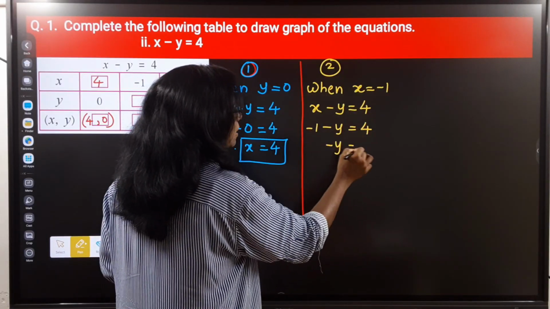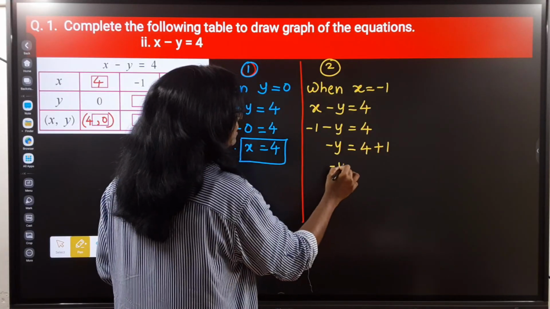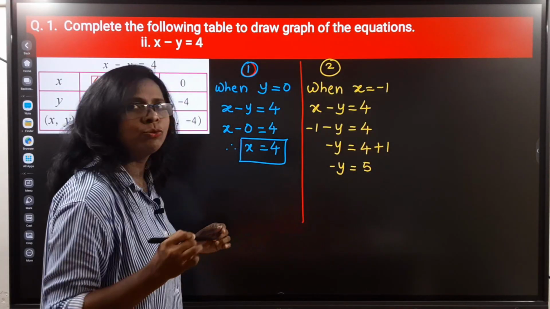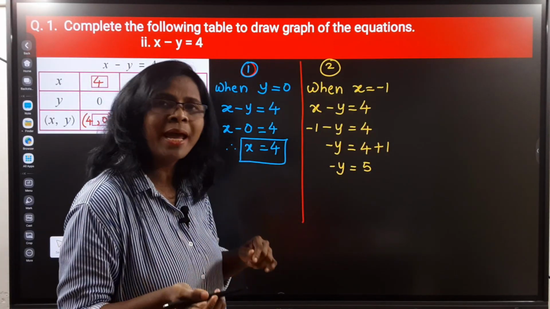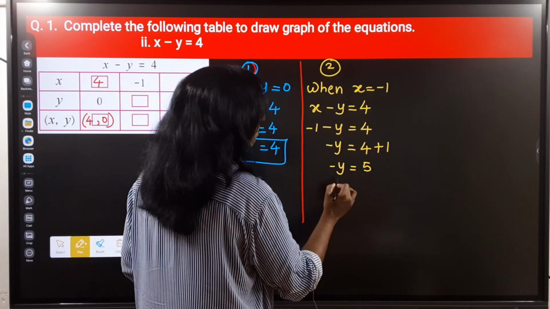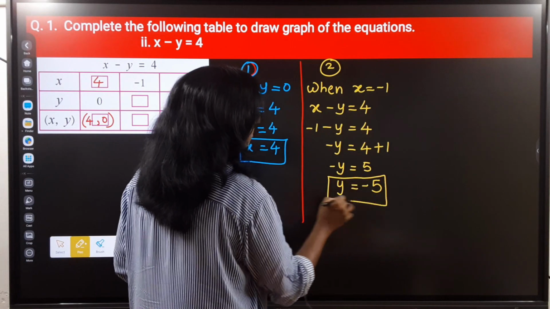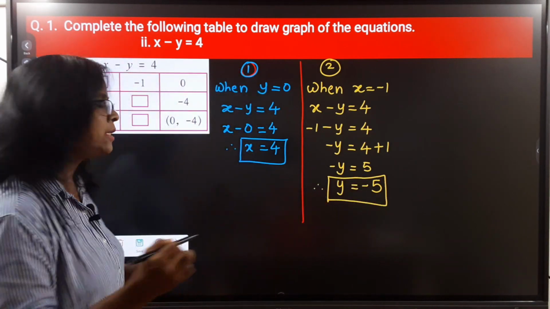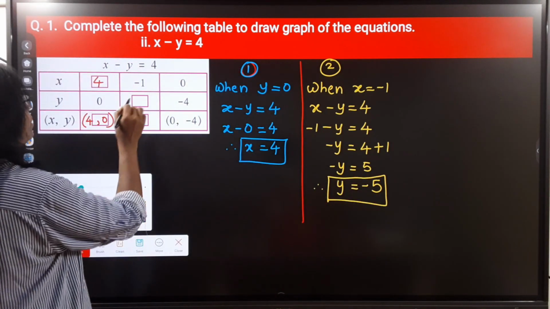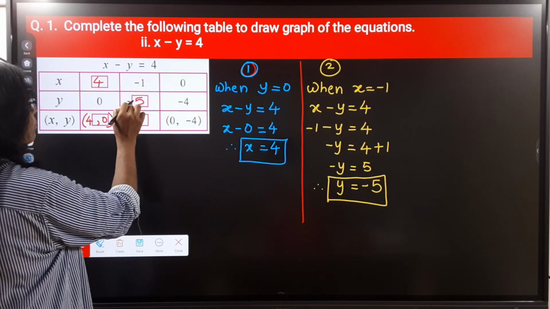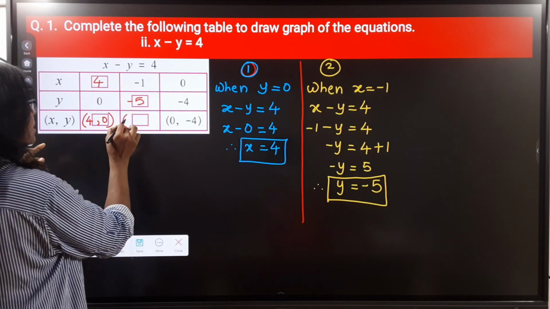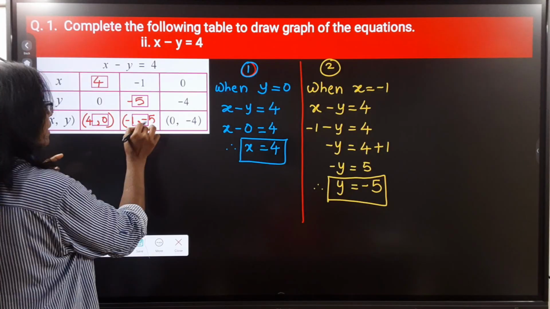So minus 5 is equal to 4 plus 1. So minus 5 is equal to 5. Now here student, minus y means minus 1 multiply y, and we shift the minus sign to the right hand side. So it becomes y is equal to minus 5. Therefore y is equal to minus 5. So that means here students, we write here minus 5, and that means the coordinate becomes minus 1, minus 5.